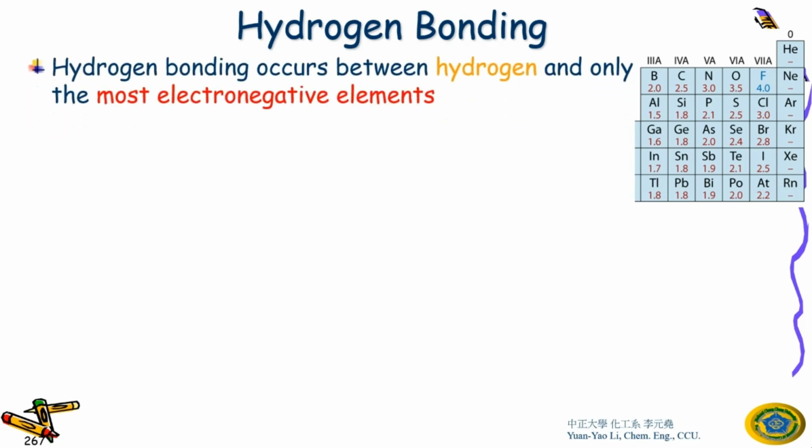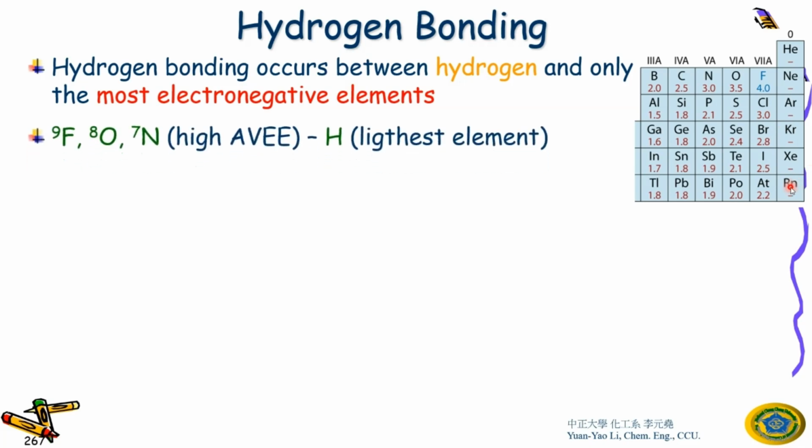Hydrogen bonding occurs between hydrogen and only the most electronegative elements. What does this mean? We have electronegativity, a number for all the elements. For example, fluorine is 4.0, oxygen is 3.5, chlorine is 3.0, boron is 2.8. This is called electronegativity. I hope you still remember.